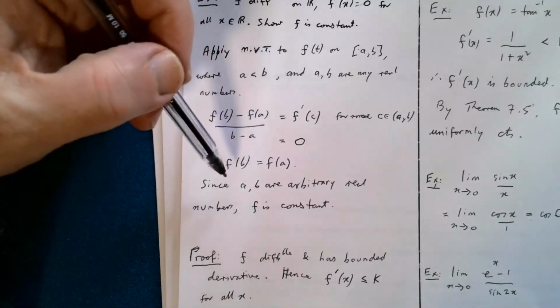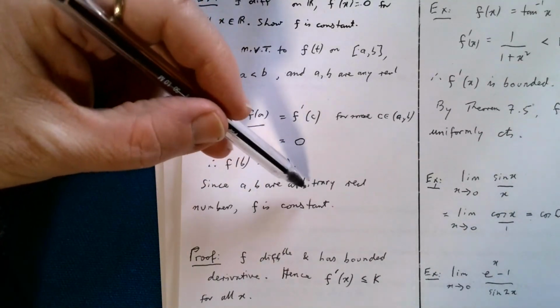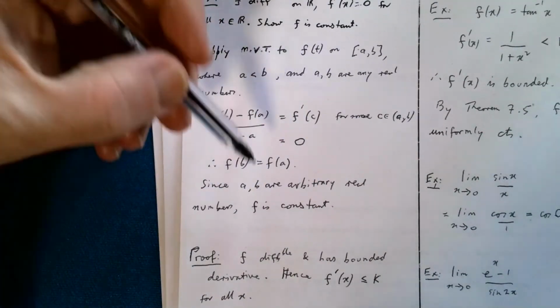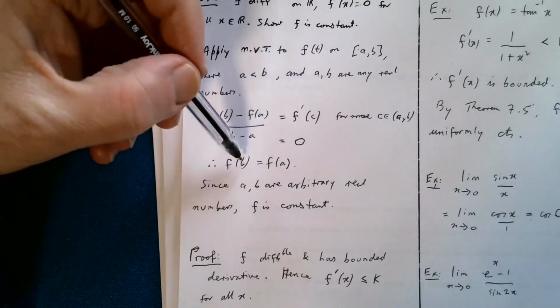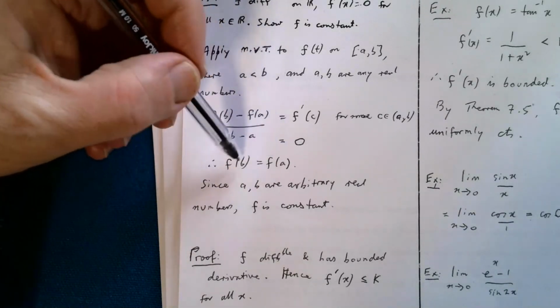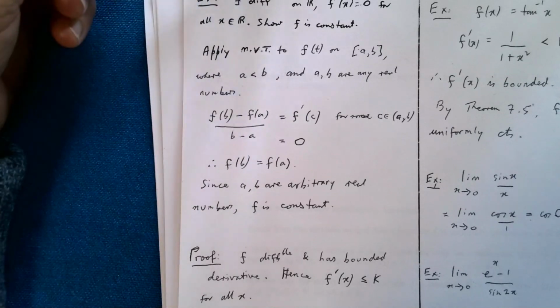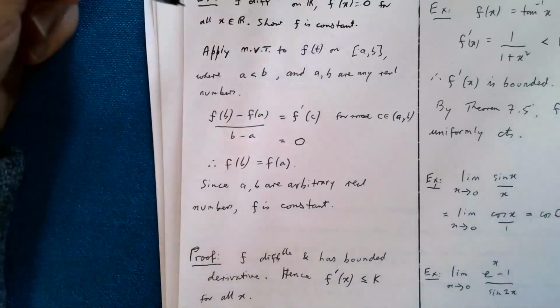That means, since a and b are arbitrary, they're any numbers you like, this says you can put any number you like in place of x in this function f, and you'll always get the same answer. In other words, f is a constant.